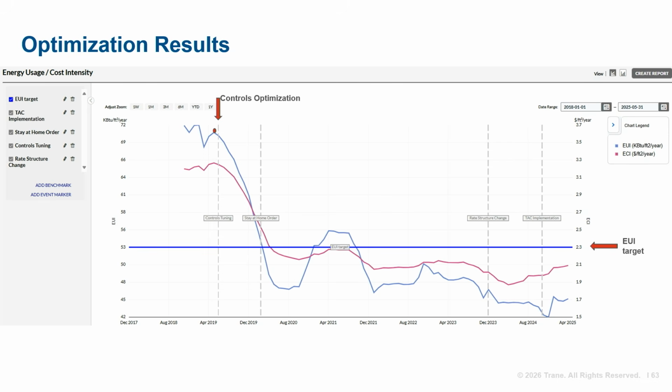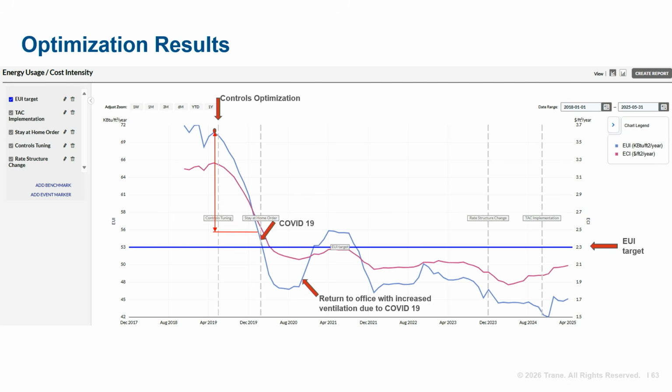In May 2019, several optimization strategies were implemented in the building, including optimal start, discharge temperature reset, and the existing fan pressure optimization was fine-tuned. Following these optimizations, energy use significantly decreased, reaching 55 kBTU by the first quarter of 2020, a 21% reduction in less than a year, nearly achieving the target. When COVID-19 hit and stay-at-home orders were issued, energy usage dropped to around 47.